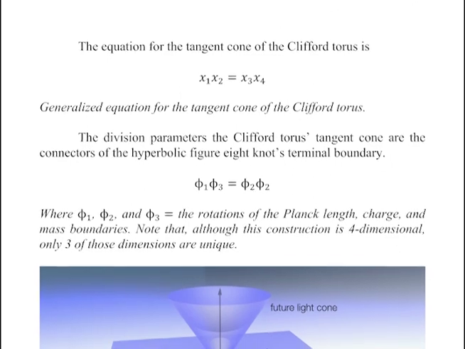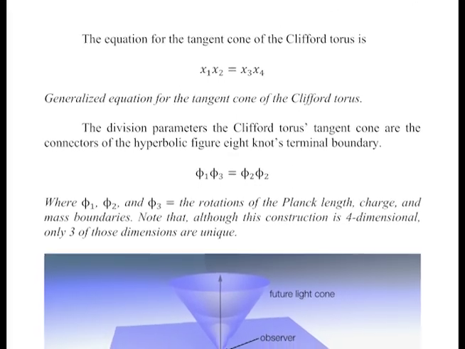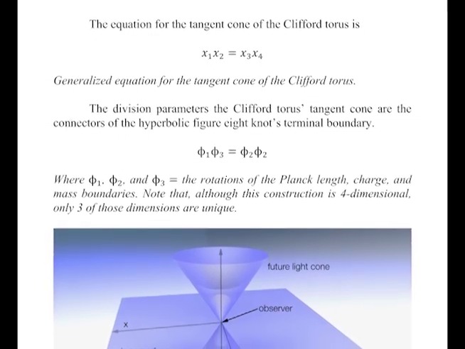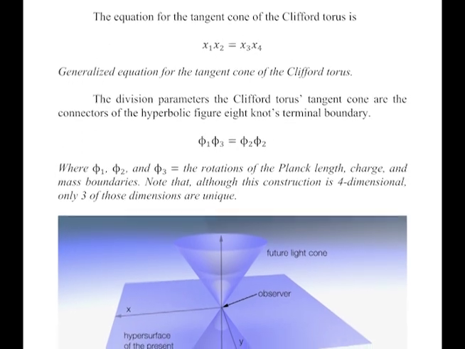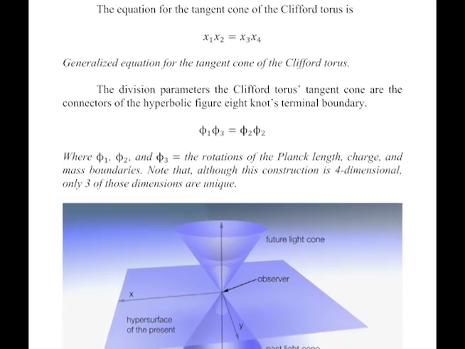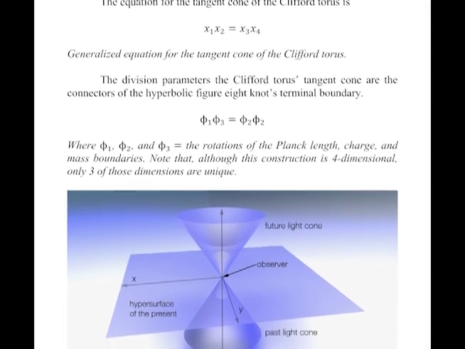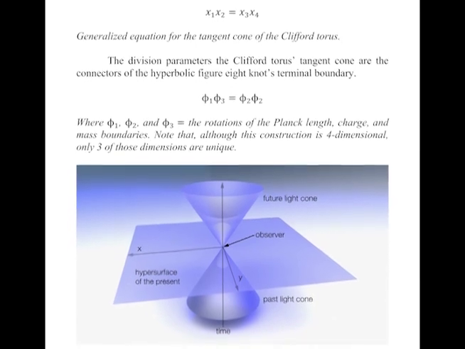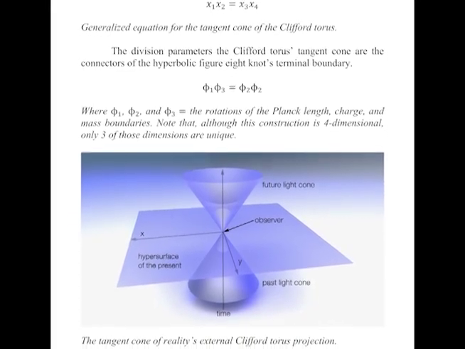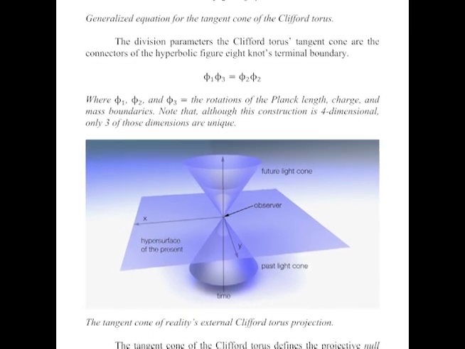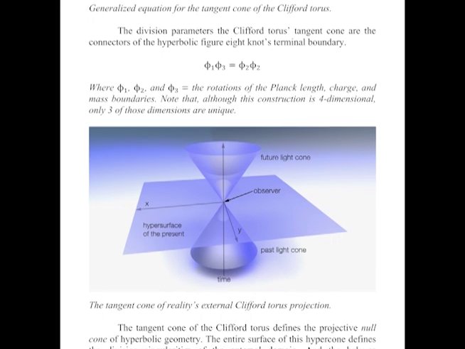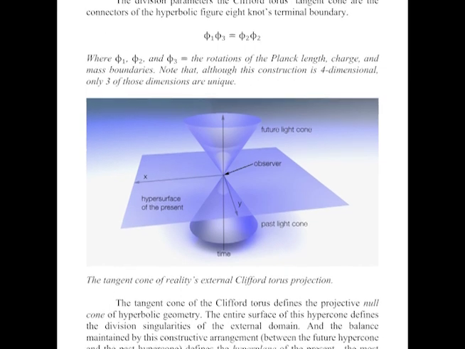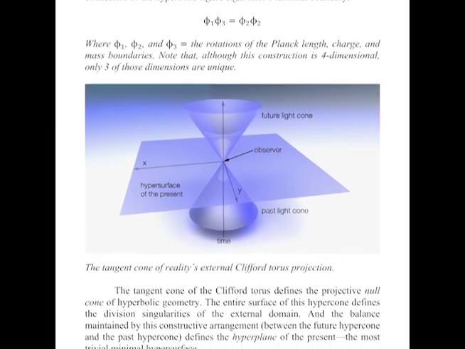The equation for the tangent cone of the Clifford torus is x1 times x2 equals x3 times x4. The division parameters of the Clifford torus's tangent cone are the connectors of the hyperbolic figure eight knot's terminal boundary. Rotation 1, rotation 2, and rotation 3, the rotations of the Planck length, Planck charge, and Planck mass boundaries, are going to be our dimensional operators defining this constructive form. Note that although this construction is four-dimensional, only three of those dimensions are unique. There's an inherent squaring set in this construction.